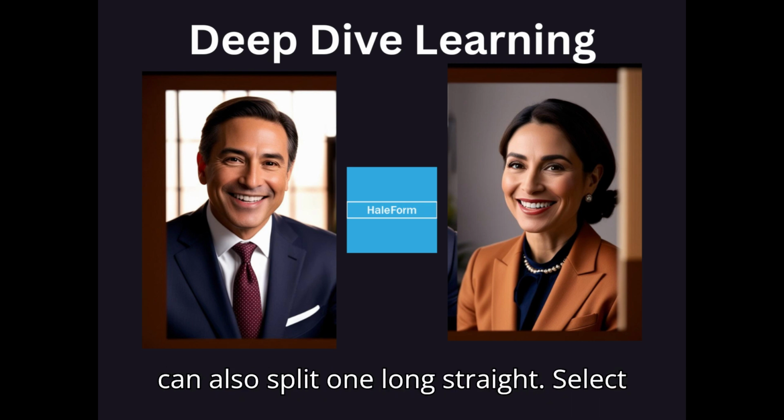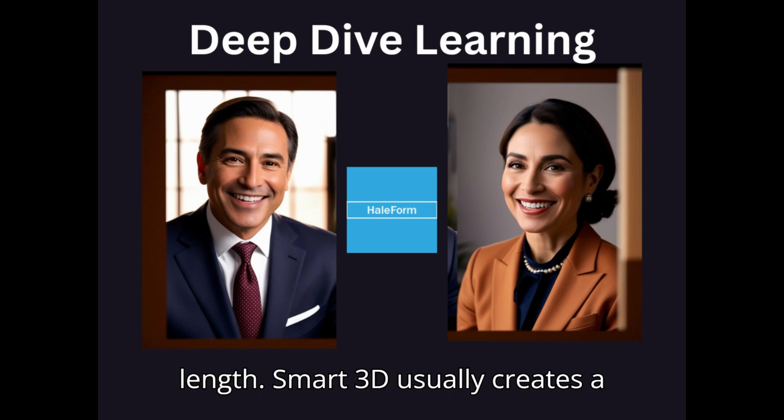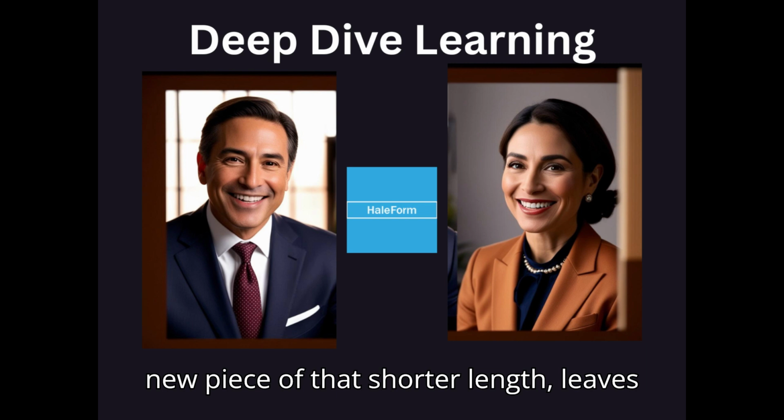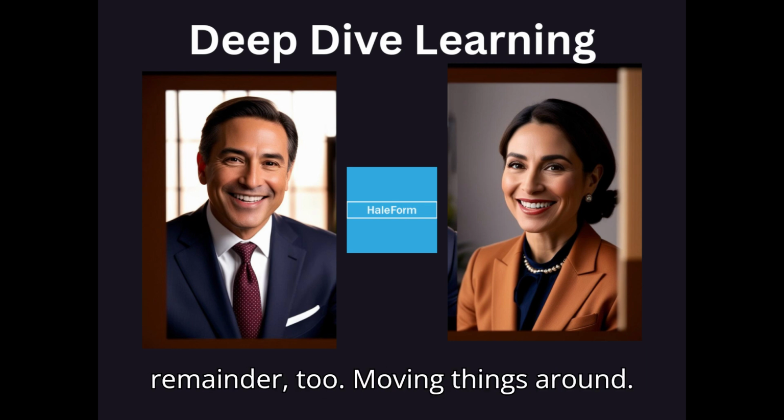You can also split one long straight. Select it. Change its option value to a shorter length. Smart 3D usually creates a new piece of that shorter length, leaves the rest as a second piece. You might need to adjust the option of that remainder, too.